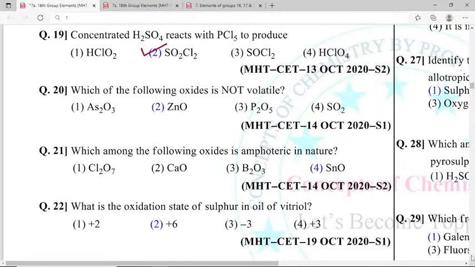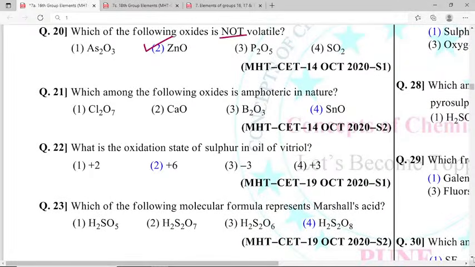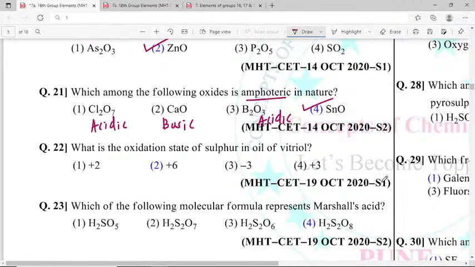Next, which of the following oxides is not volatile? Zinc oxide is not a volatile oxide. Which among the following oxides is amphoteric in nature? Stannous oxide is amphoteric. This is acidic. This is basic. This is again acidic. B2O3, this is acidic.